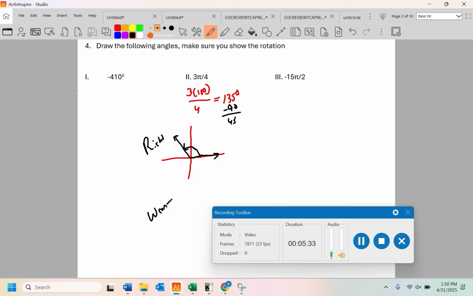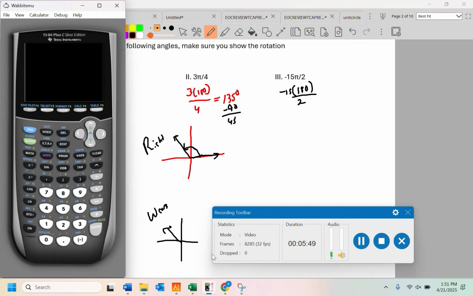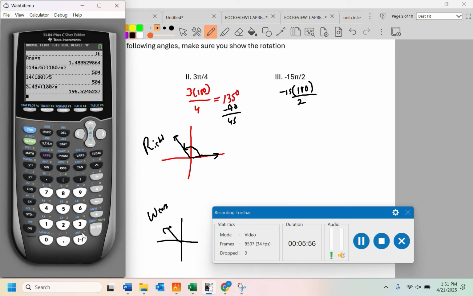Wrong is just that. I want to see your rotation. Negative 15 pi over 2. Again, kind of the same thing here. We need to go ahead and convert to degrees. See what it is. Should be negative. It's big, isn't it? Should be negative 1350. But I'm pretty tired.